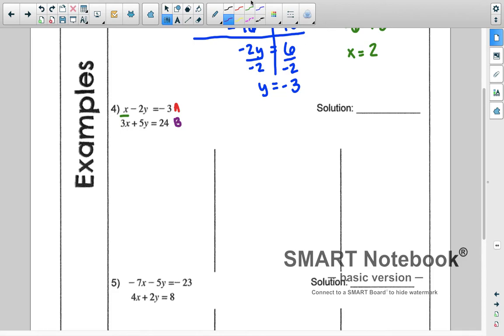Okay, so we are going to start with equation A. In equation A, it says x minus 2y equals -3. And I'm going to solve this so that we get x by itself. Okay. So we have to undo this minus 2y. So to undo a minus 2y, we are going to add 2y. And if we do it to one side, we do it to the other side.